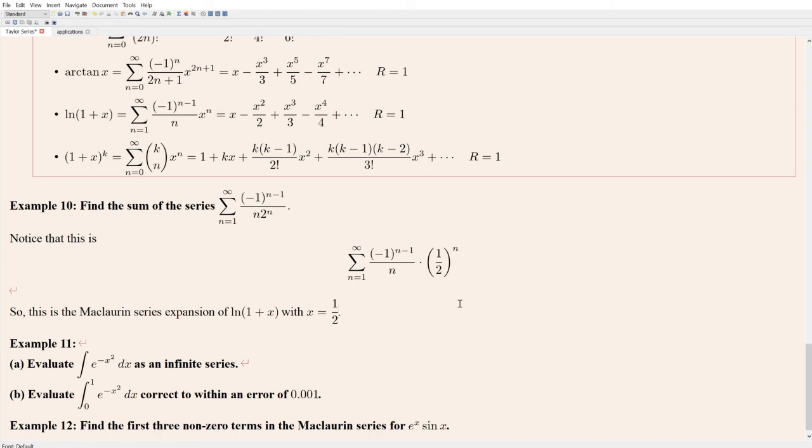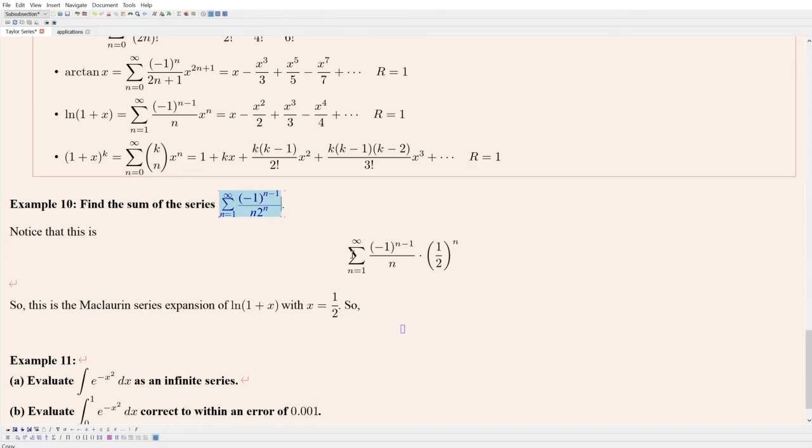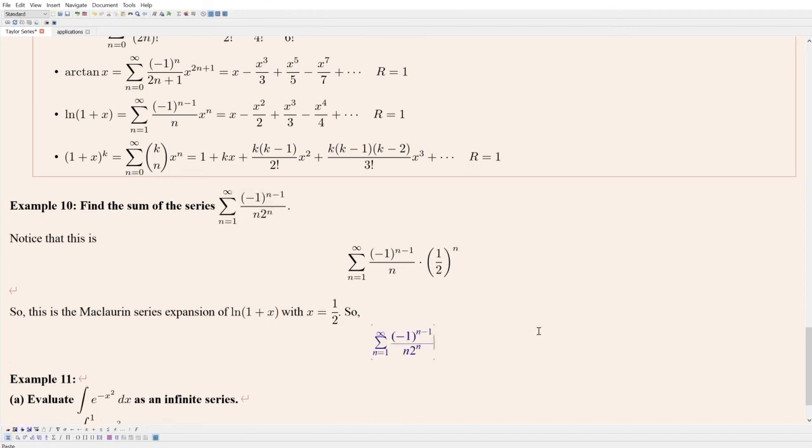Incidentally, this is perfectly valid because the radius of convergence is 1. If we're doing the Maclaurin series, then the center point is 0. So 1/2 is indeed less than 1 away from 0, so this is valid. So this series is just natural log 1 plus x with x equals 1/2. That's very cool. We are actually able to get a number for an infinite series, which is honestly pretty rare.